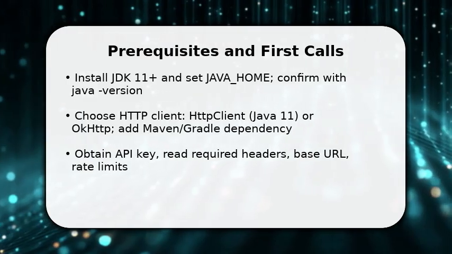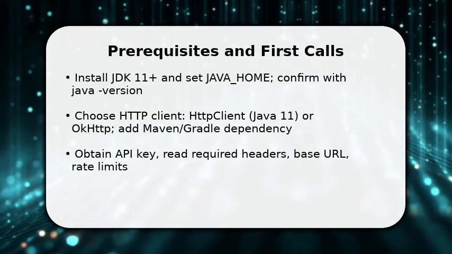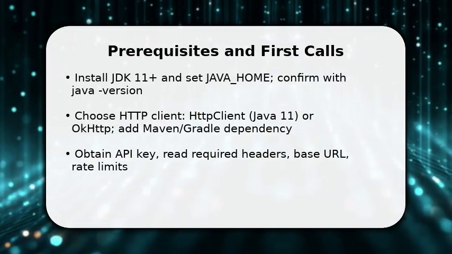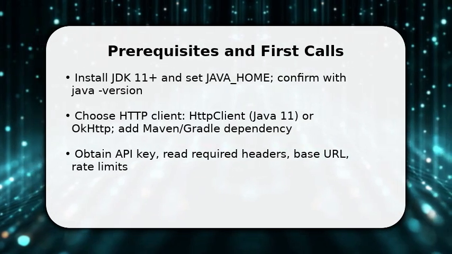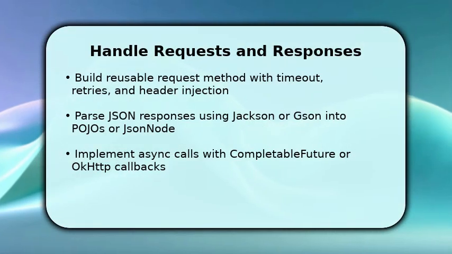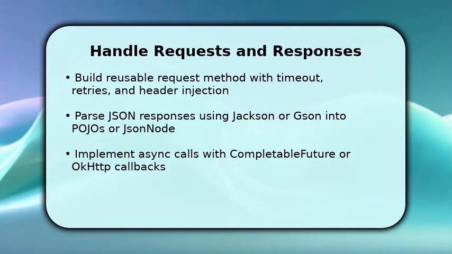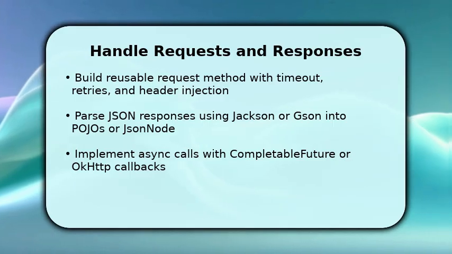Next, create a simple GET request method that injects the key into headers and handles response codes. This first actionable call verifies connectivity and authentication, so you can iterate on request structure quickly. Once the basic call works, refactor into reusable request methods that centralize timeouts, retries, and header configuration.